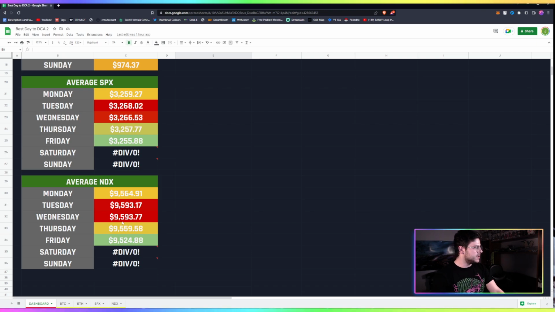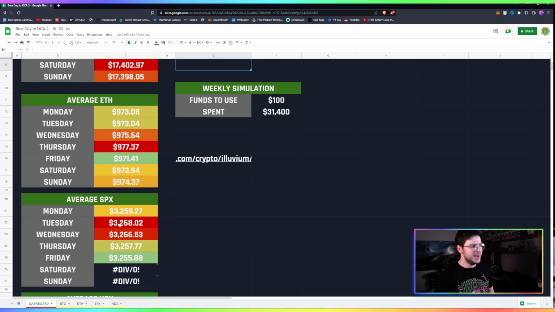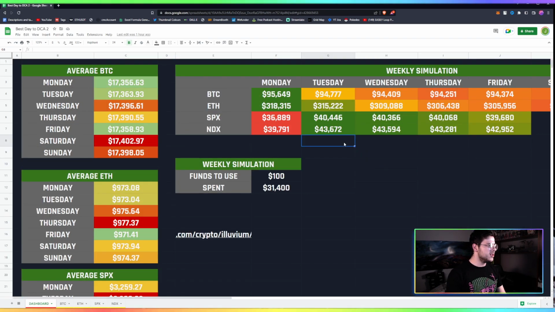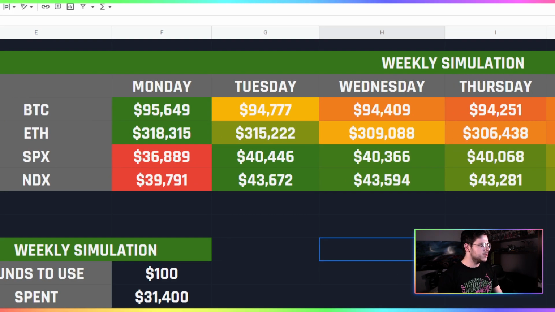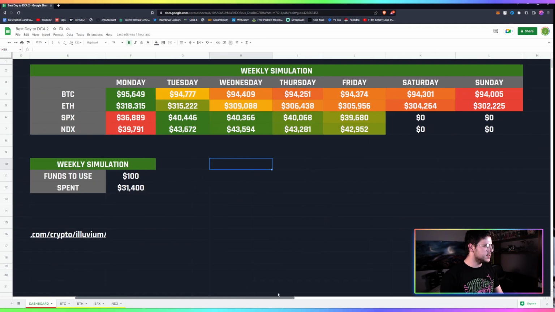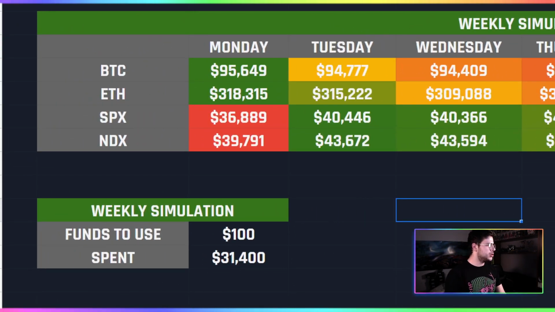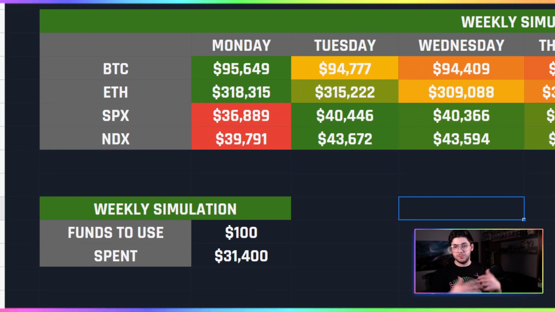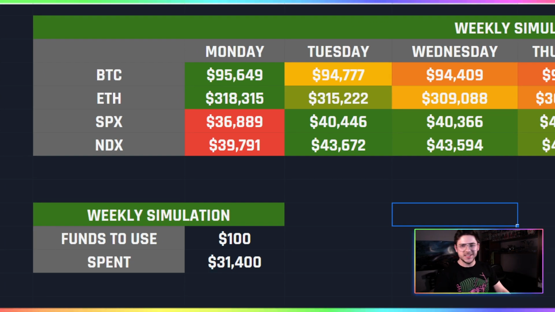Now, I did something interesting, and I don't know why this gave me significantly different results, but it did. I did a weekly simulation, right? I took a certain amount of cash, it's $100 in this case, and I took a look at how much you would potentially profit or end up with if you spent $100 on that given thing every single week on a given day, right?